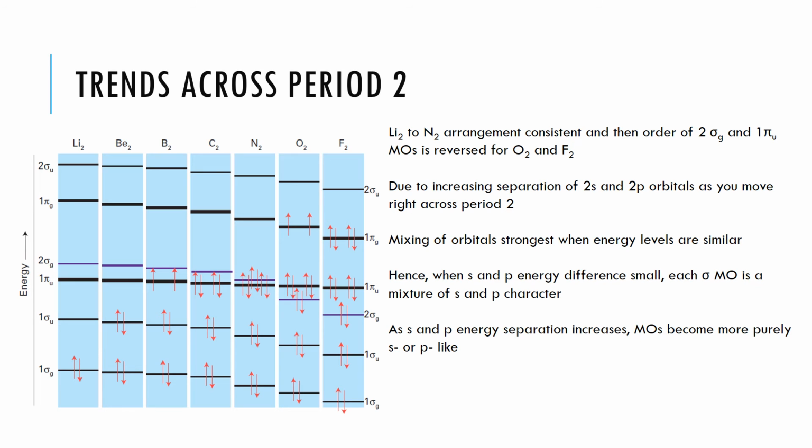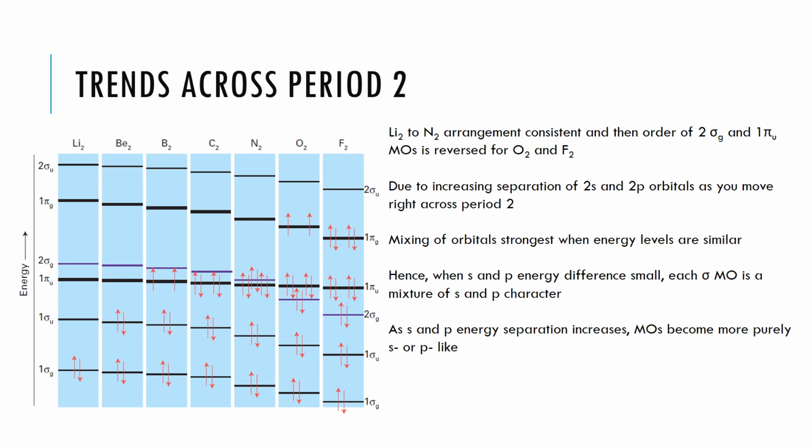And you see this as you go across the periodic table. If you were to draw the molecular orbital energy level diagrams for these diatomic molecules, from lithium through to nitrogen, the arrangement is consistent, and then suddenly at oxygen and fluorine, the 1 pi u and that sigma g orbital switch places. And this is entirely due to the increasing separation of the 2s and the 2p orbitals as you move right across period 2.